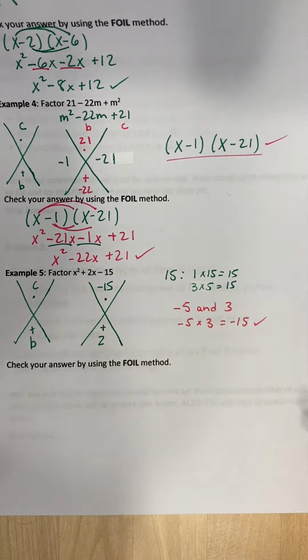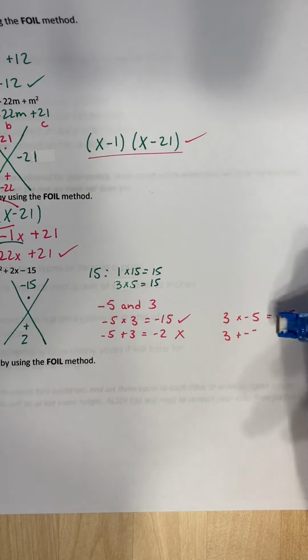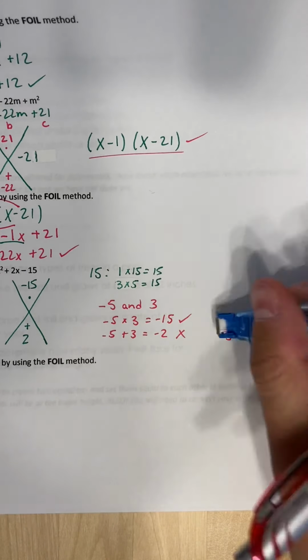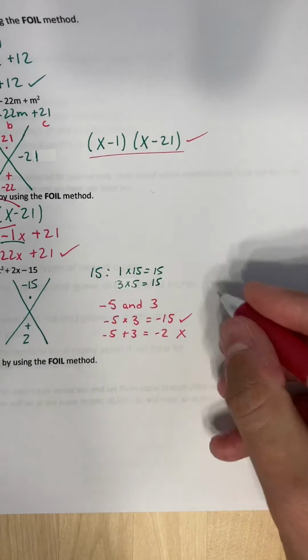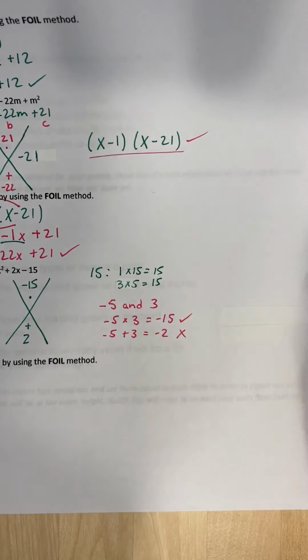So maybe let's try and flip around the negatives. What about 3 times negative 5? That's negative 15. Okay, that's good. And then 3 plus negative 5. Oh, this is the same exact thing. Here, let's change this, sorry. I wanted to switch the signs and I didn't. I just switched the numbers around.